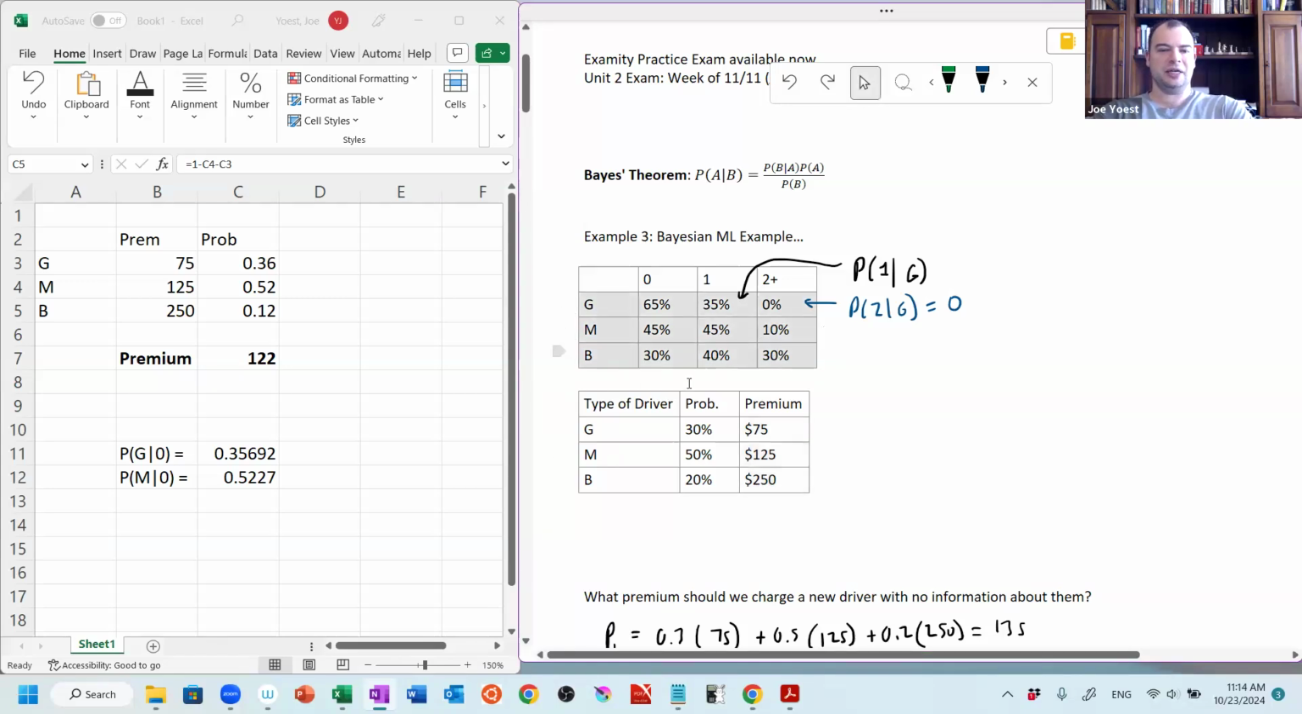And we're kind of assuming that our driver types stay the same year over year, but we could even imagine that maybe that changes year over year as well, right? The behavior of certain drivers, the chance of getting in 0, 1, or 2 or more accidents for certain types of drivers might change depending on the year, right?